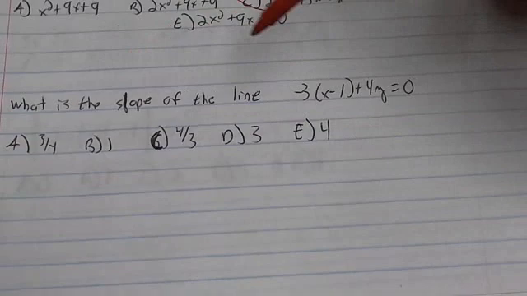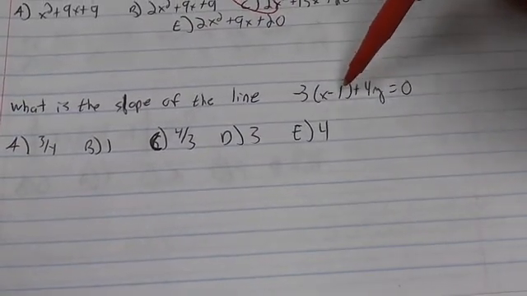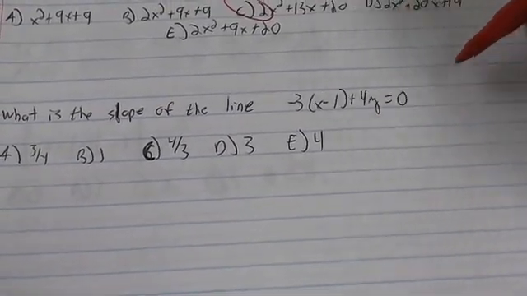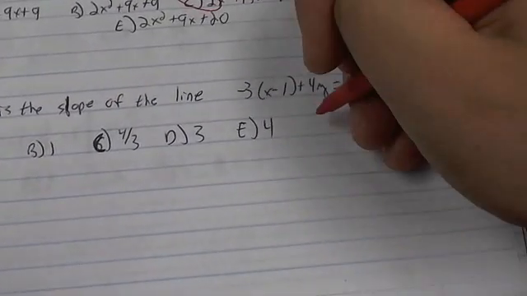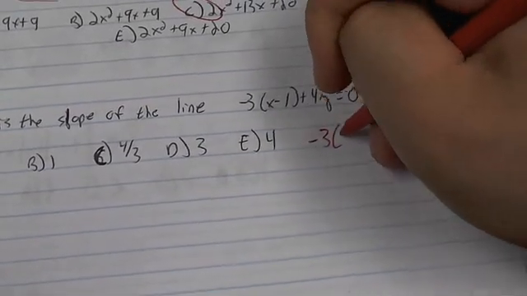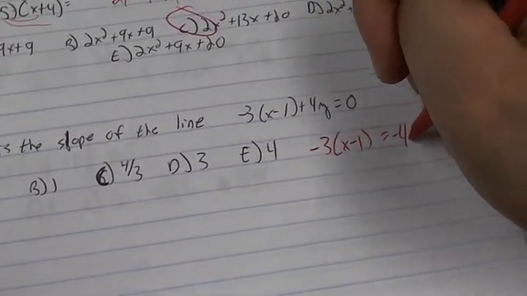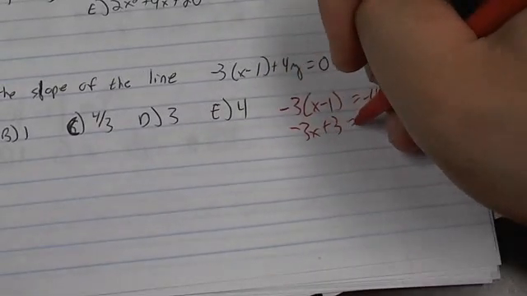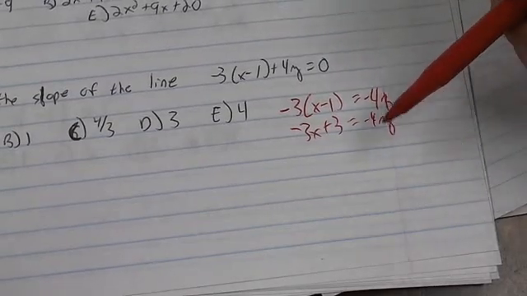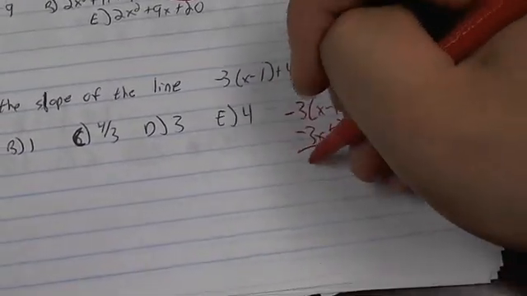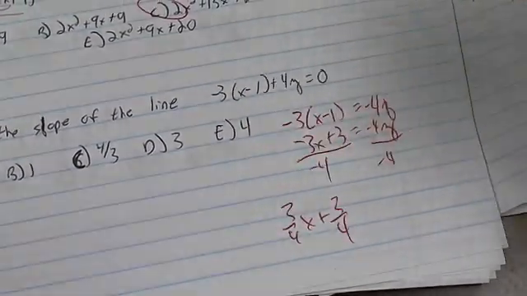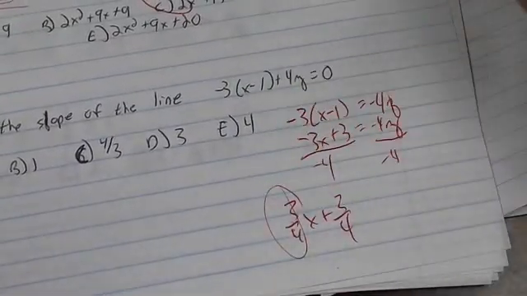All right, next one. What is the slope of the line 3 times x minus 1 plus 4y is equal to 0? So let's take the 4y to the other side. Doesn't matter which one you take over. You're left with 3 times x minus 1 is equal to negative 4y. Let's multiply the 3 across. So it's negative 3x plus 3 is equal to negative 4y. So you've got to divide by negative 4. You're left with 3/4 x plus 3 over 4. The slope is the number in front of the x. So the answer is 3/4, so the answer is A.